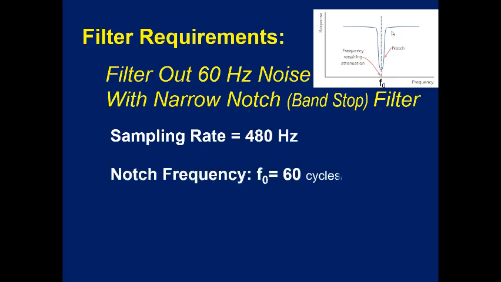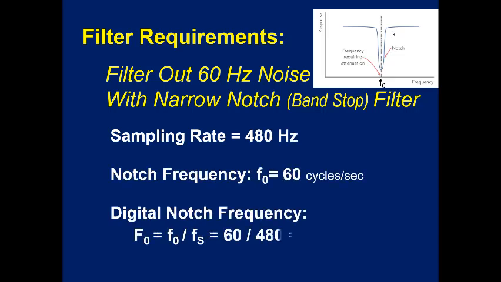Our sampling rate, it turns out we find out, is 480 hertz. The notch frequency then we want is 60 hertz. To turn that to a digital frequency that we're going to design that notch for in a discrete-time filter, we would normalize the analog frequency 60 hertz by the sampling frequency 480 hertz and find that the frequency we want to notch out in a digital filter is at 0.125 cycles per sample.